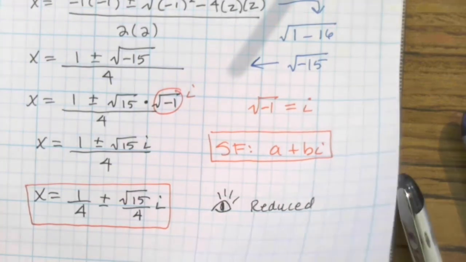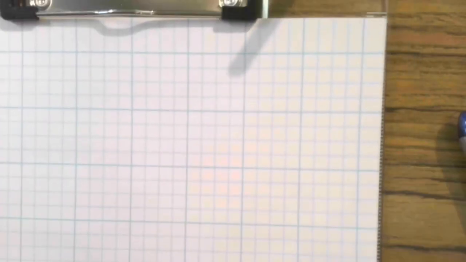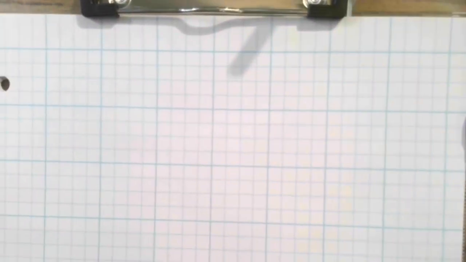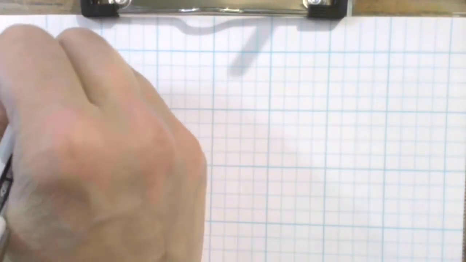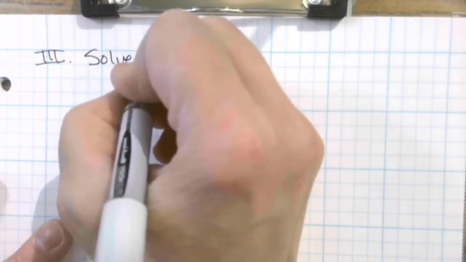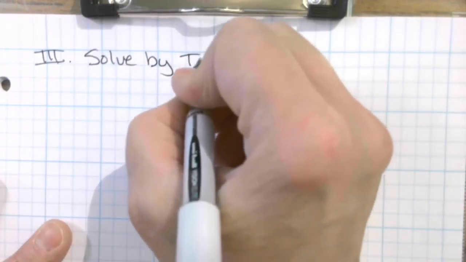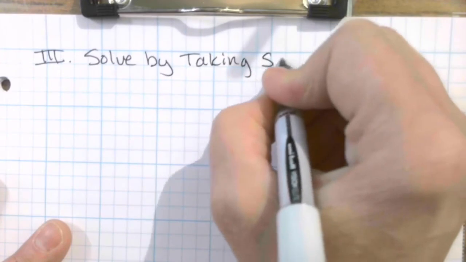All right, last review. Roman numeral 3 is completing the square or taking square roots. I think for this worksheet, it's just taking square roots. So we're going to cover that, and then I'll cover completing the square later. So we're going to solve by taking square roots.